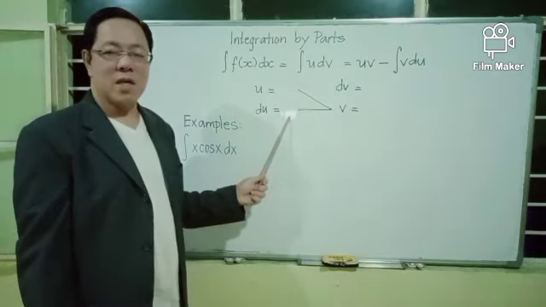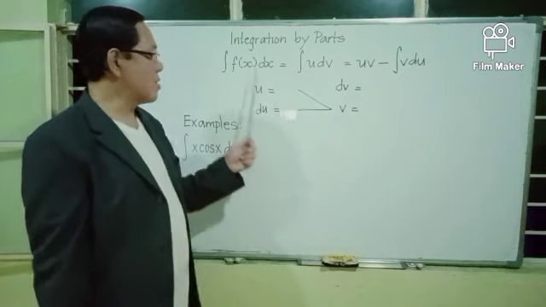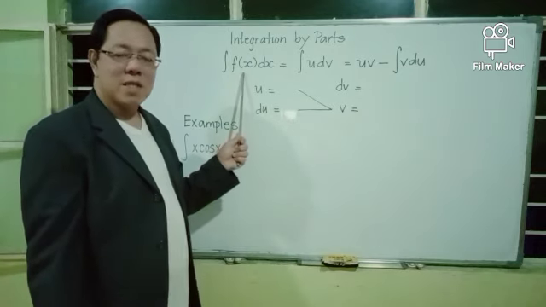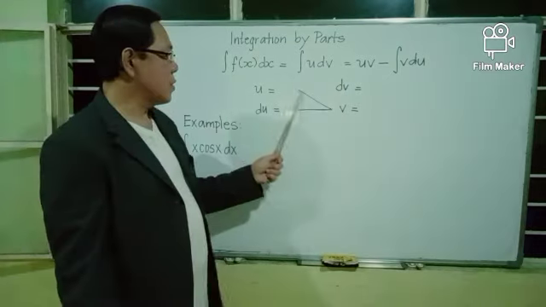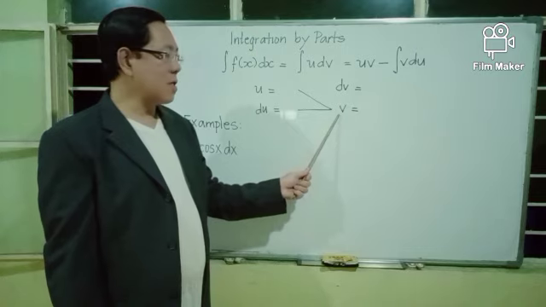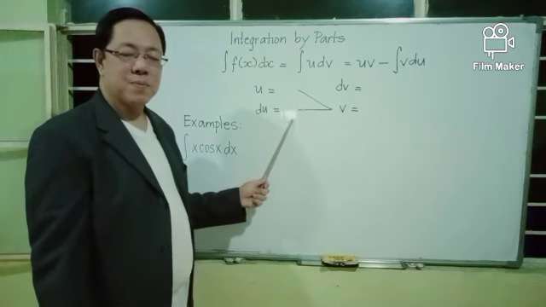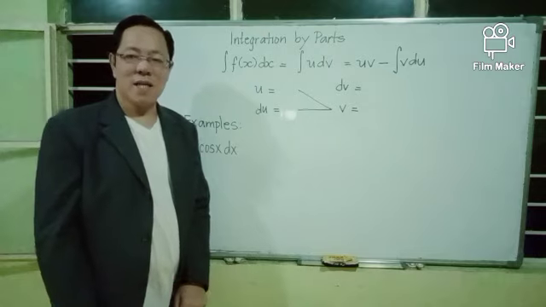Take note of the direction. Integration by parts, after writing the given integral as the product of u and dv, is equal to uv minus the integral of v du. Now we take an example.